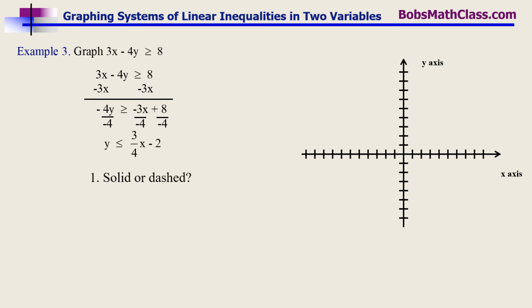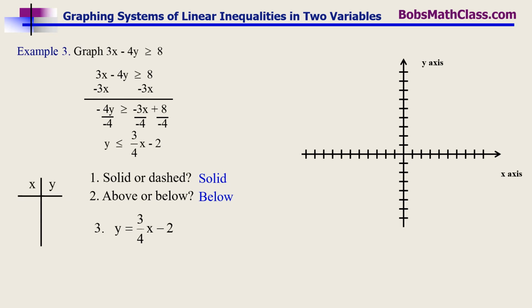Okay, solid or dashed? This one's got the equals, right? So it'll be solid. Above or below? Right. Less than, below. Let's change it to an equals to pick points. Again, you could use the slope and the y-intercept, or you can make a table and pick points. I'm going to make a table. And the numbers that I'm going to choose, well, 0 is always the number you want to choose, whatever the denominator is, and then double that denominator. So 0, 4, and 8.